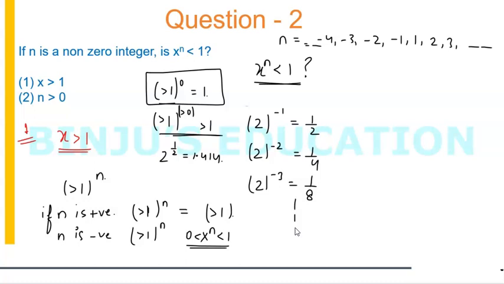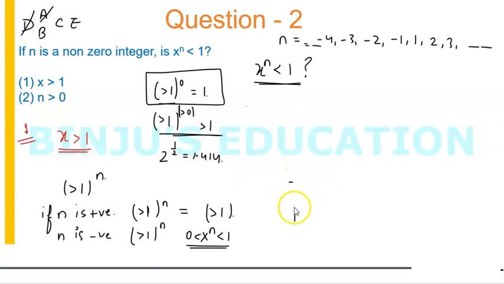So can I have a definite conclusion from here? Can I for sure say that x to the power n is greater than 1 or less than 1? No, I can't say that. Simply defining the base will not give me a definite conclusion whether the result is greater than 1 or less than 1. So if I write the options A, B, C, D, E, D goes out, A goes out. Okay, now let me wipe this off because I need space for statement number 2.